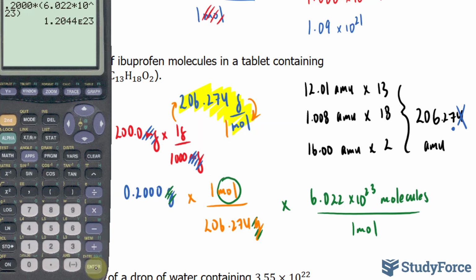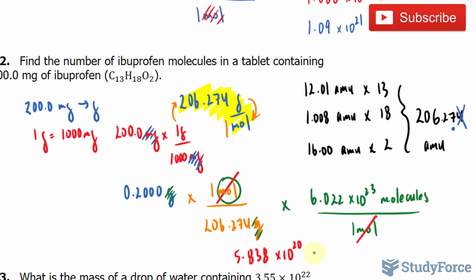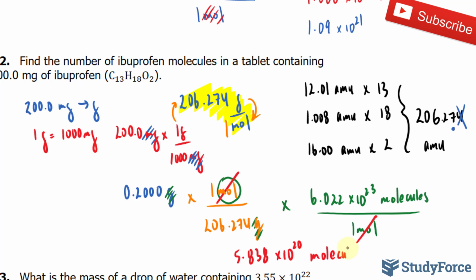That takes care of the numerators of this expression, everything at the top. Now we divide this by everything that is at the bottom. And the only thing that's really at the bottom is 206.274. So dividing now this number by 206.274 gives us 5.838 times 10 to the power of 20. Let's write that down. And this mole unit cancels out with this mole unit, leaving us with the units, molecules. Only this thing right here.